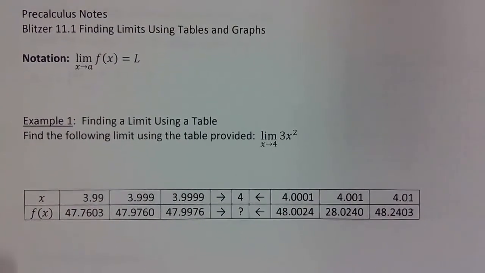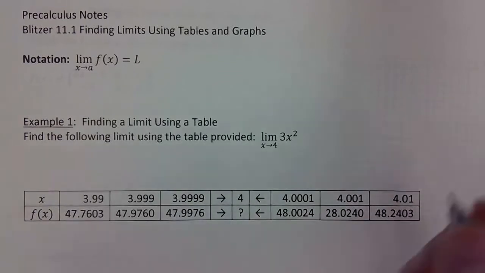These are pre-calc notes for Blitzer 11.1 using finding limits using tables and graphs. So first, we're just talking a little bit about notation.